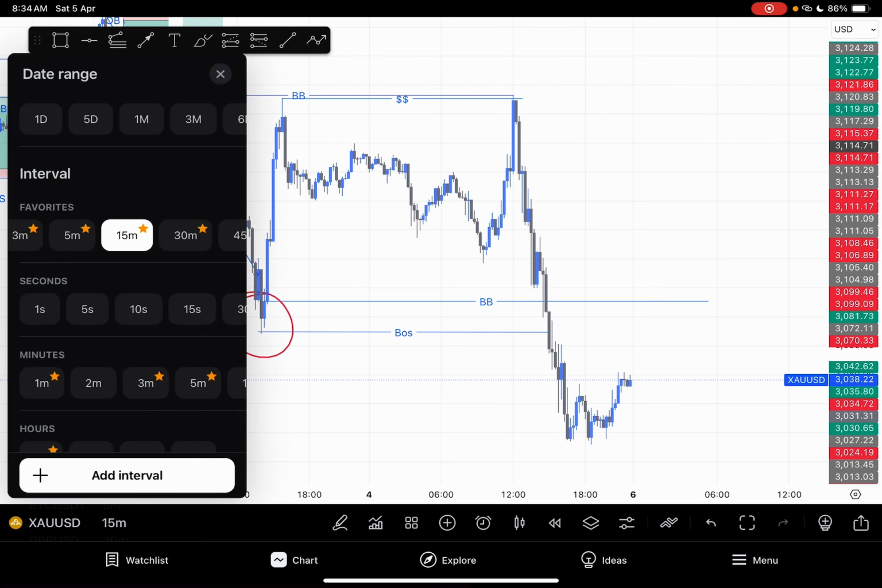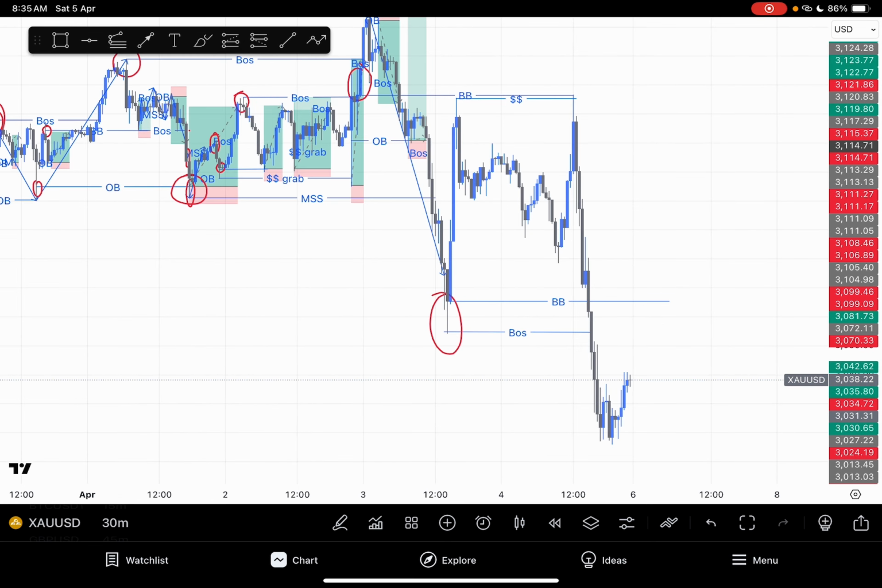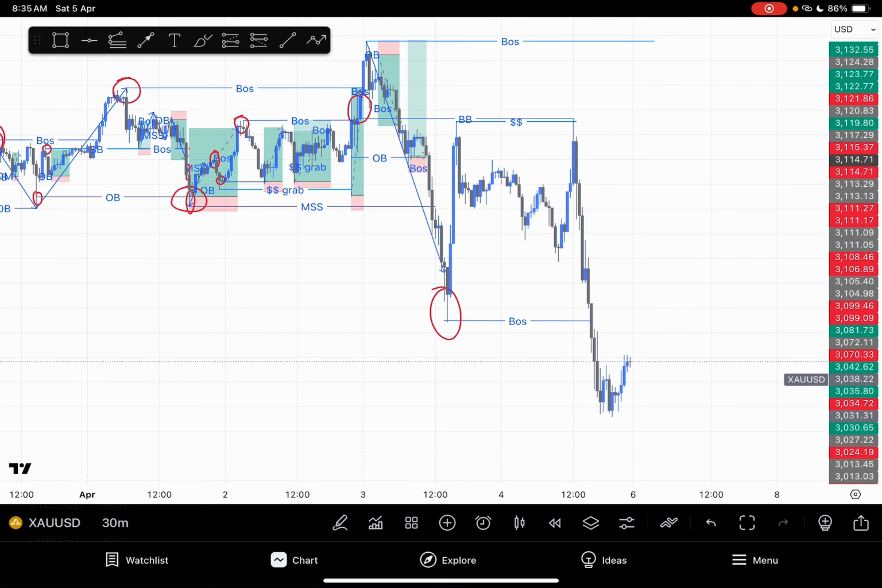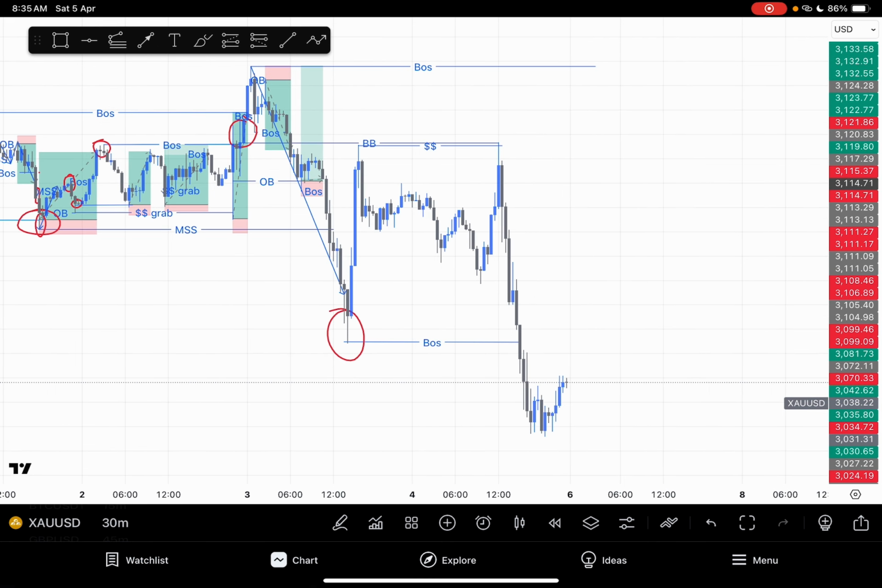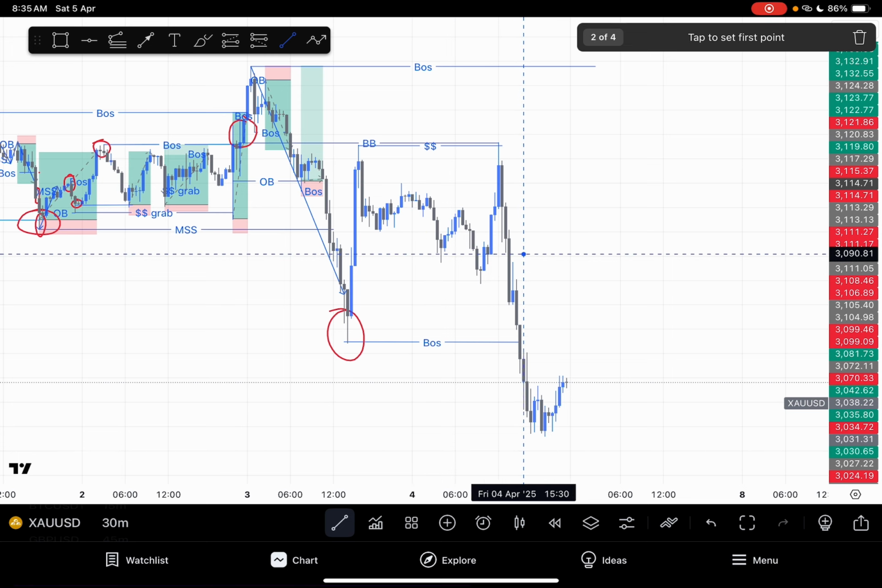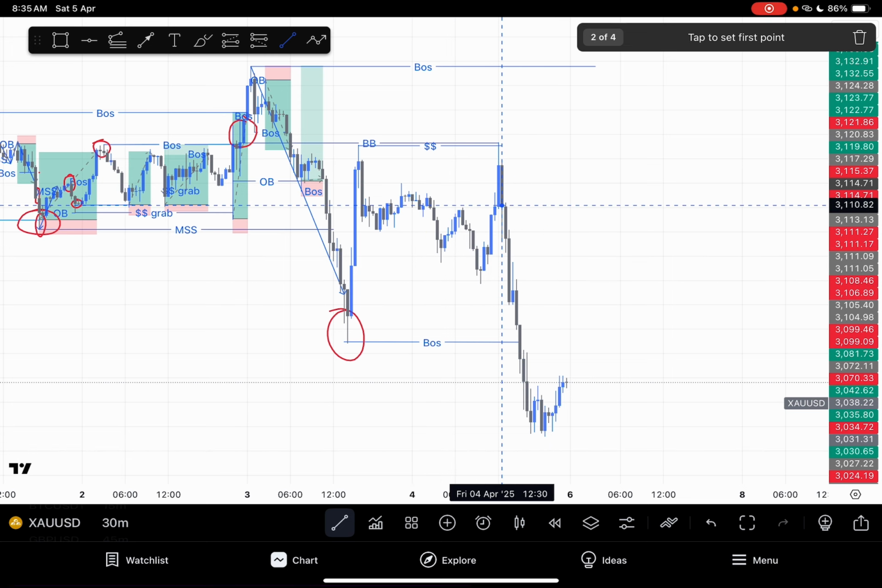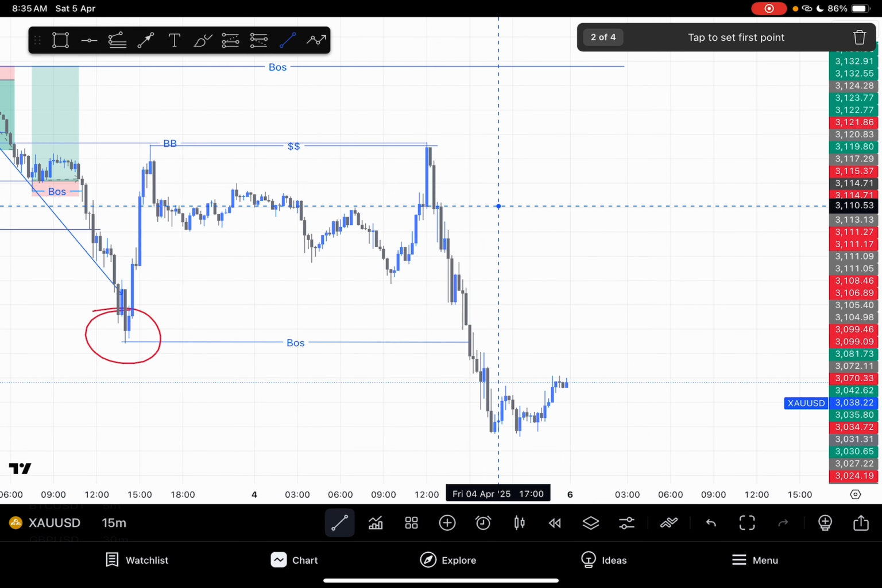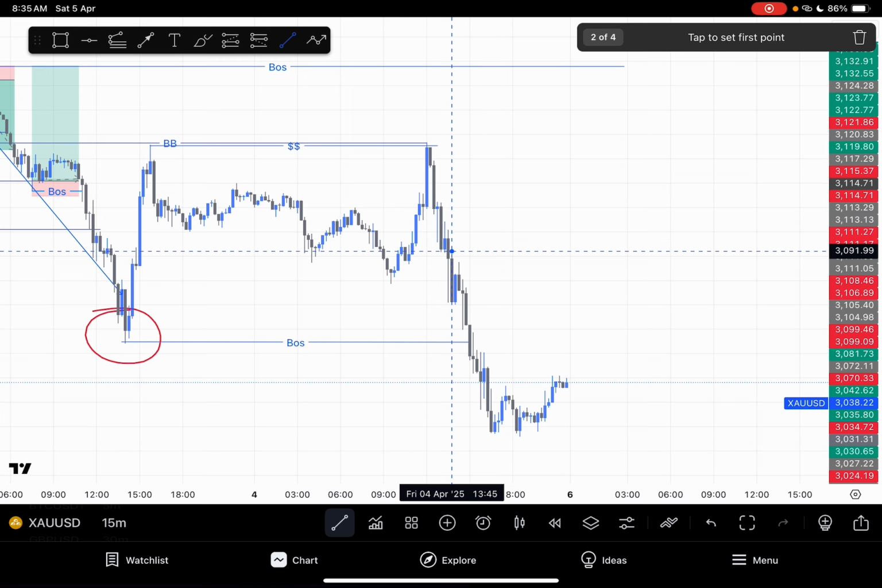So let me check on multiple time frames. I think this breaker won't be valid. So let me check on this time frame. I think I'll be using this. Let me check on the 5-minute time frame first. To get that clear shot, you just have to be patient.